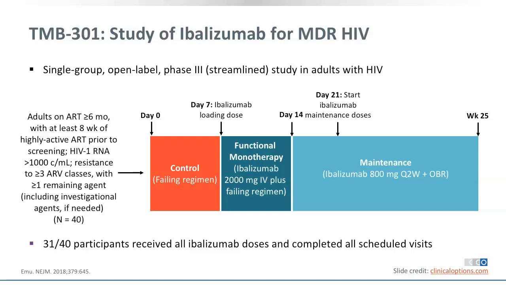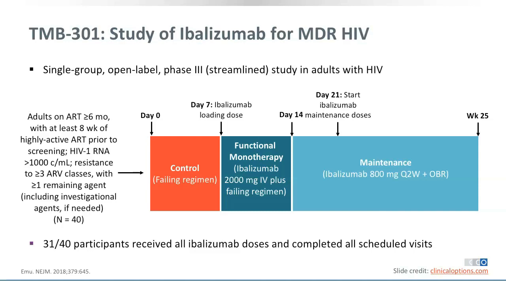The primary endpoint in this trial was the proportion of people who had at least a 0.5 log decrease in their viral load after ibalizumab initiation. So again, very different primary endpoint from what we see in other drug trials. And so the design is unique here because what you're looking at is adding an investigational agent to a failing regimen and then eventually switching to an optimized background regimen.